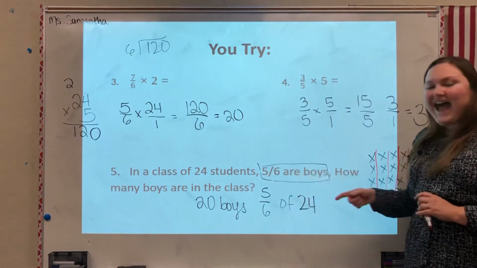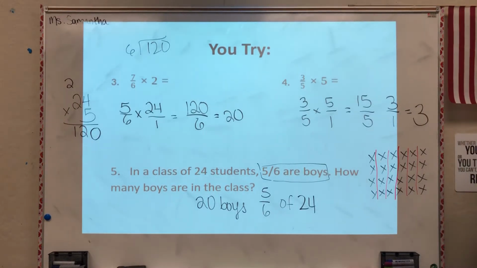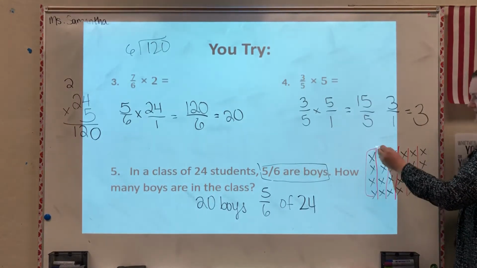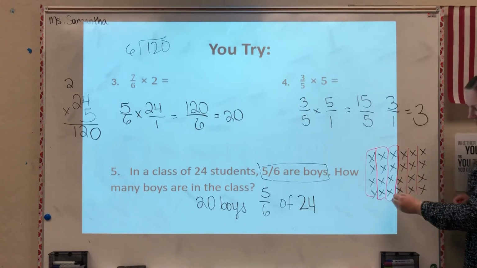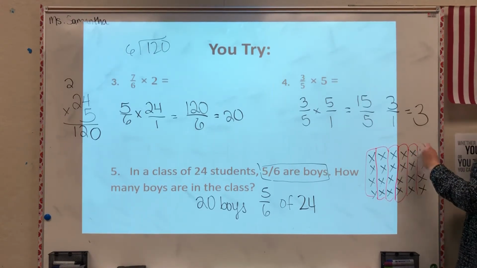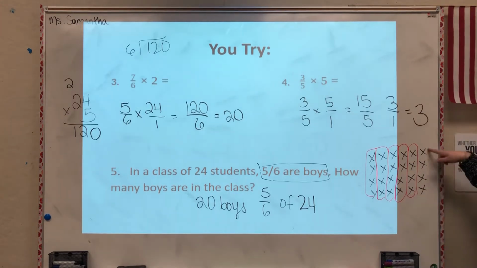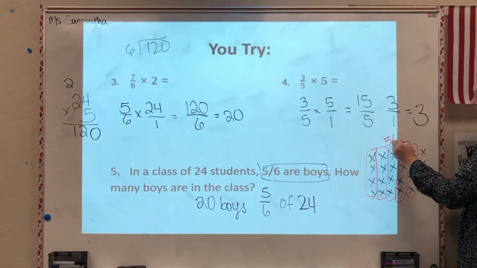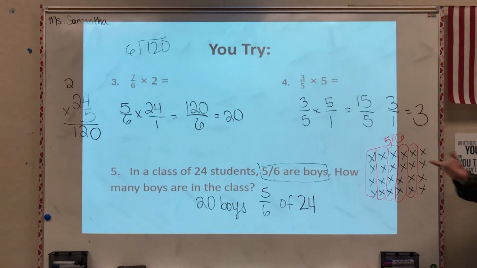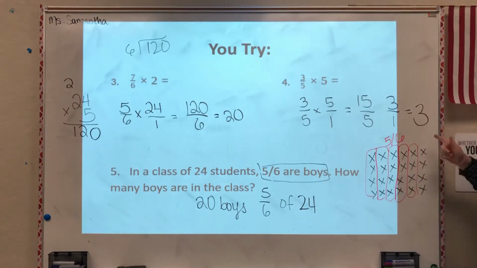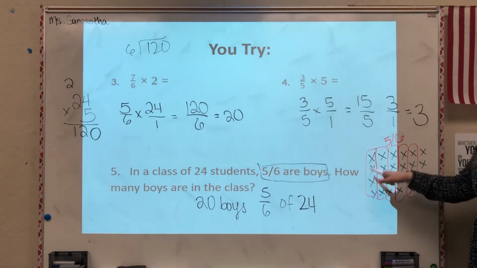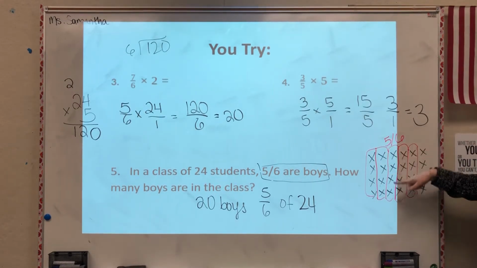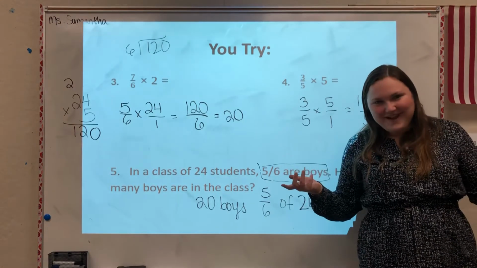They're telling me 5 out of those 6 groups are boys. So that means all of these are boys, all of these are boys, all of these are boys, all of these are boys, and all of these are boys. And this sad little group over here must be the girls. All of these students here are your boys. That part I just circled in red represents 5/6. So to answer the question, how many boys are there? Well, I can count them all up. I can say, well, this is 4. So 4, 8, 12, 16, 20. Hey, look, it's the same answer we got.